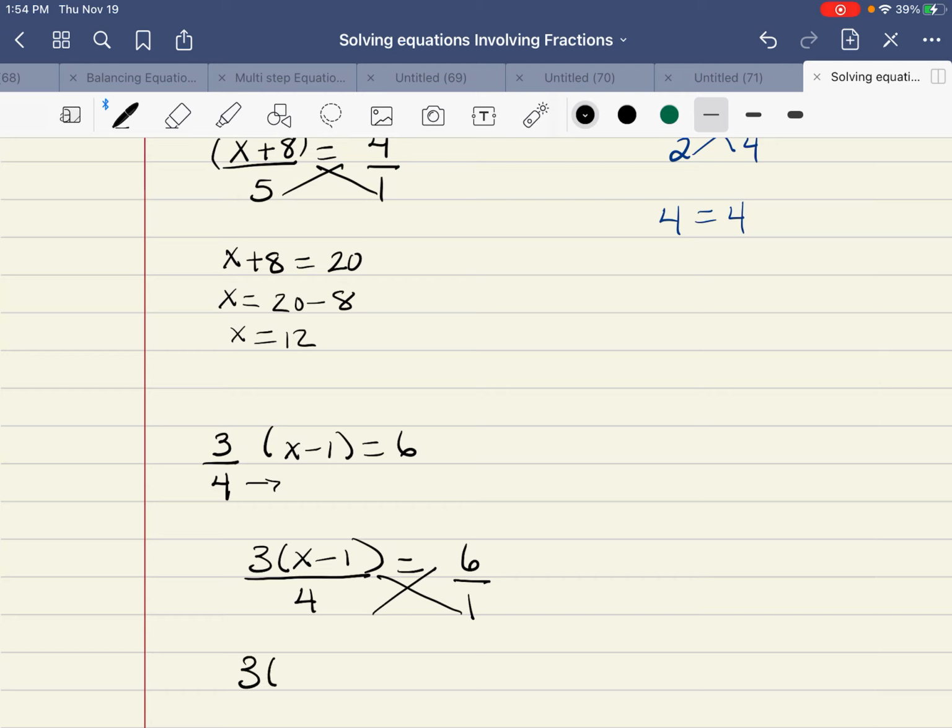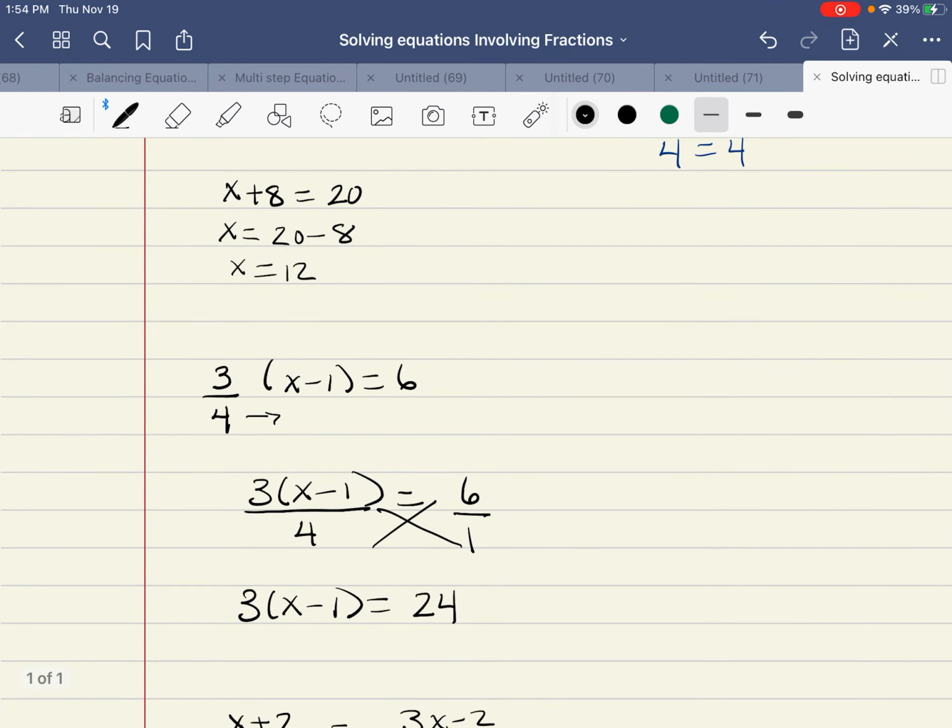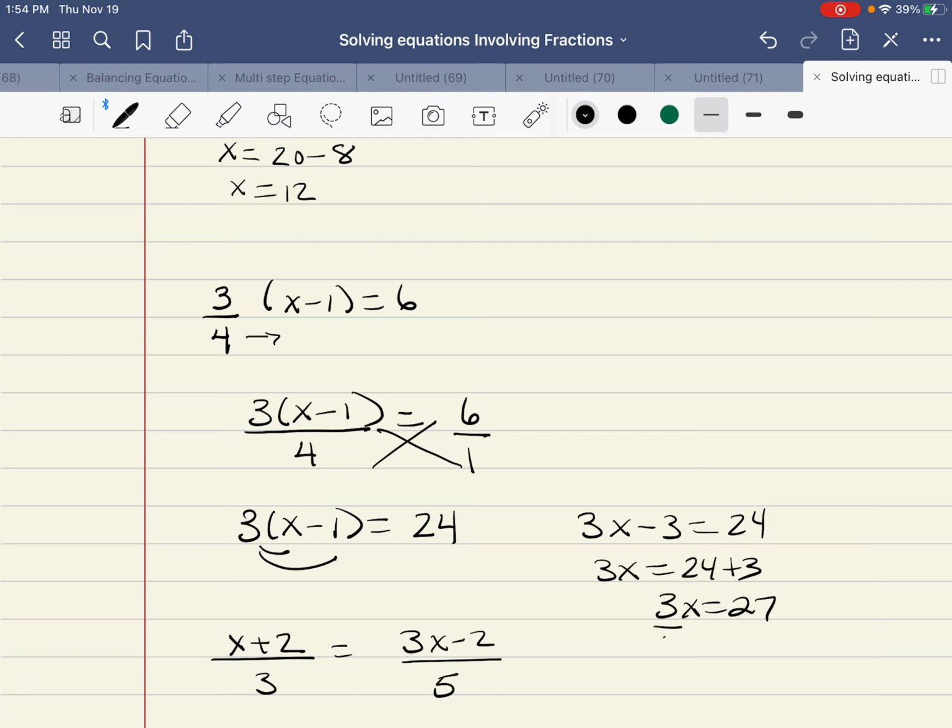1 times, nothing changes, and the fraction's done. I'm on my way. Actually, this one here, I can multiply through. I'll just finish it over here. And go ahead with my balancing. And I think this one's going to work out to 9. I'm just going to block that off so I don't get it confused.